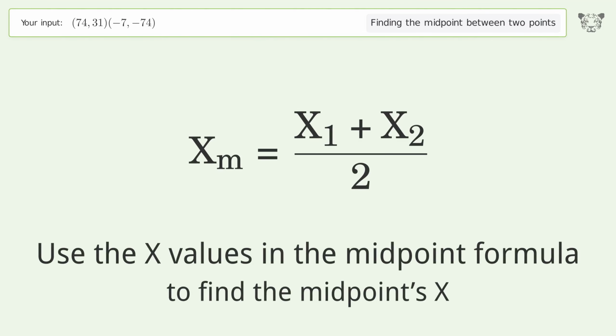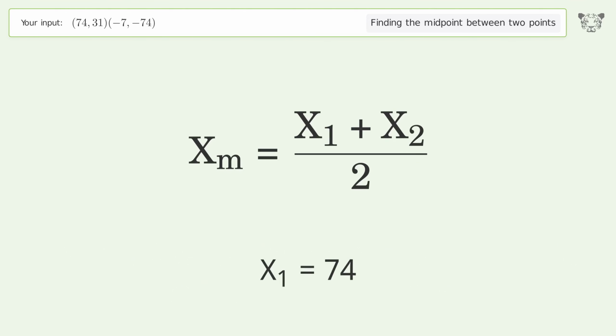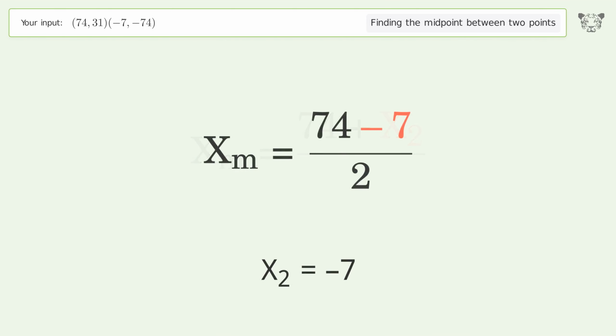Use the x values in the midpoint formula to find the midpoint's x. x1 equals 74. x2 equals negative 7. Simplify the arithmetic.